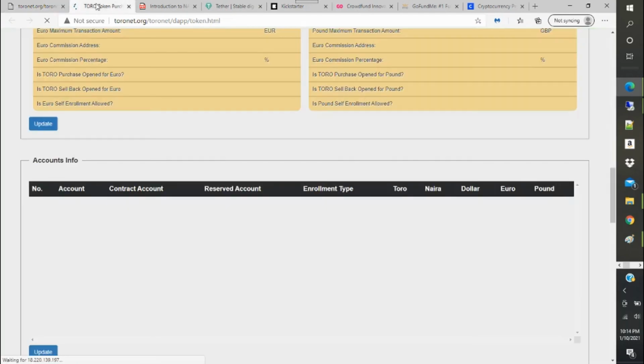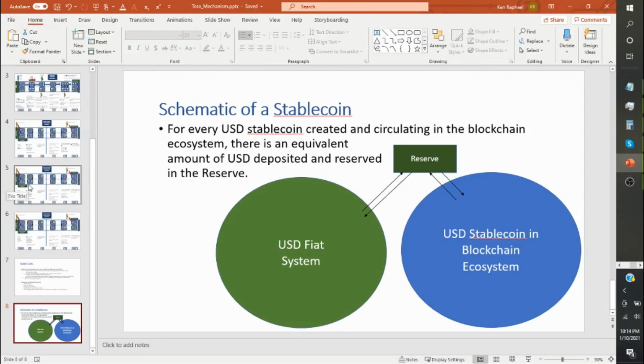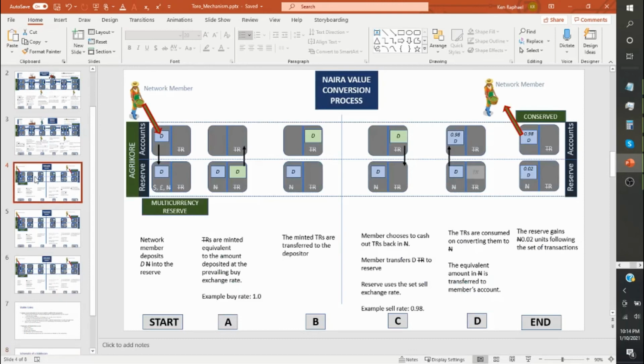Let's see this address come up. Okay, so we see it's refreshing again. Once it comes up, we're going to see that. So all of this is explained here in this presentation, but it was much easier to take a look at that practically. So this is the Naira conversion process where the customer could bring in Naira, and after they withdraw it, we're going to go to the next step now where the customer is going to cash out his Toro, and we'll see how the reserve makes a gain.